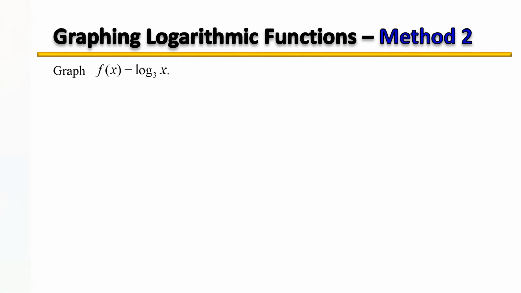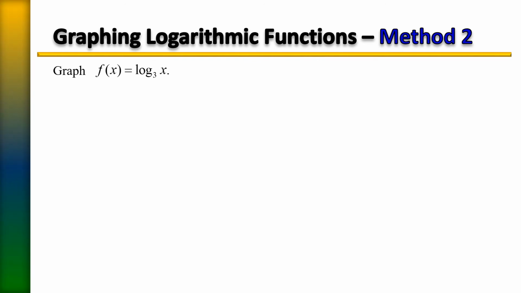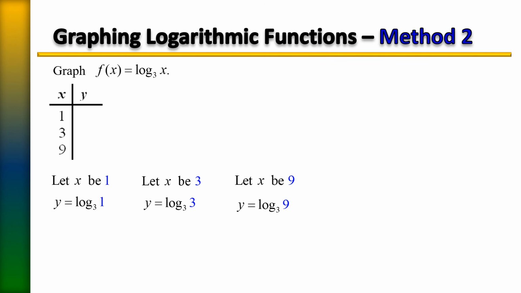We can also sketch this function by finding ordered pair solutions and then plotting them on the graph to sketch. So here, let's go ahead and find a few ordered pair solutions for this function. We'll let x be 1, and then again we'll let x be 3, and then let x be 9. So let's start with the first. If we replace x with 1 in the original function, we're going to rewrite it in exponential form.